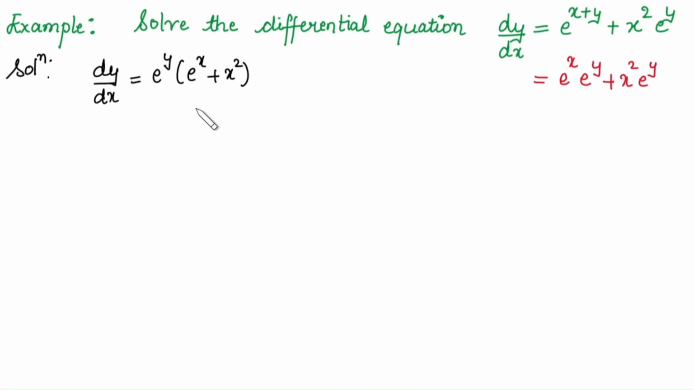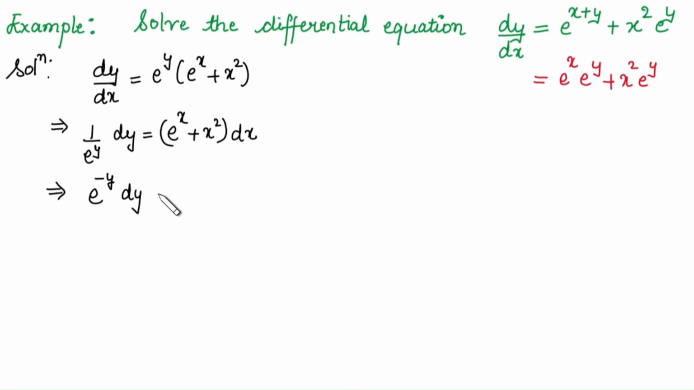In the second step, we need to bring all the y terms on one side and all the x terms on the other side. So here we can write 1 by e raised to power y dy is equal to e raised to power x plus x square into dx. Since 1 by e raised to power y can be written as e raised to power minus y, dy is equal to e raised to power x plus x square dx. Now the variables are completely separated. Now integrate on both sides.